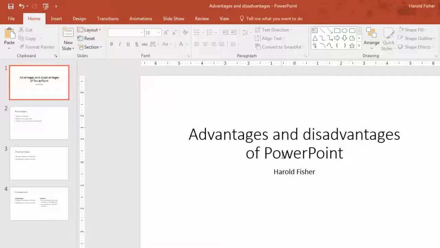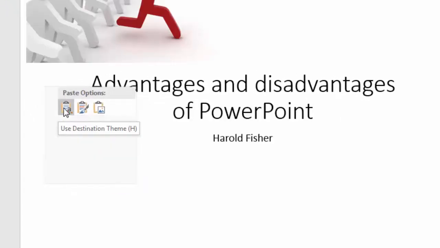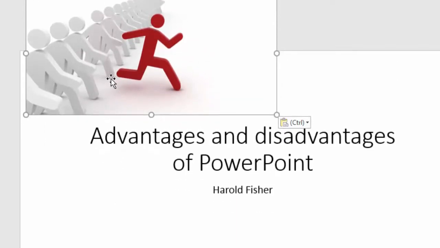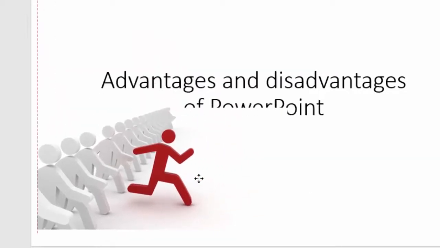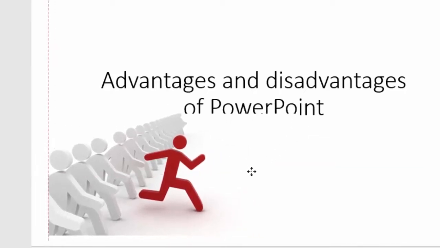Once we have that image copied, we're going to come over here to the slide. We're going to right click and choose the first option right there, paste. I think this image fits what we're talking about here. We're talking about the advantage, so the runner has the advantage on other runners here. And so we can resize images.